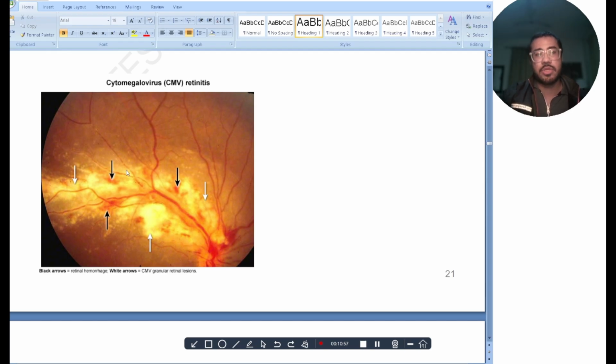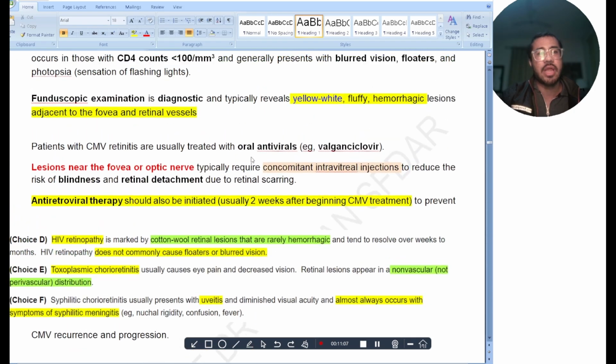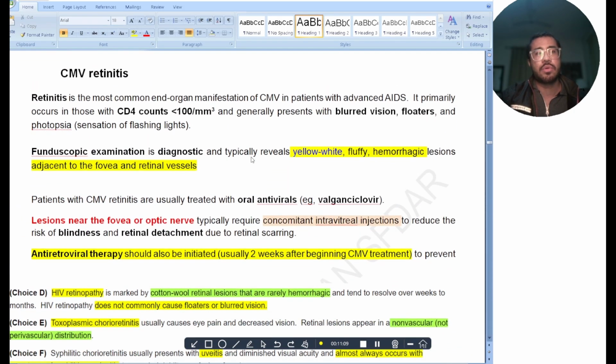Here's an image also showing that these are retinal vessels, these are the white fluffy lesions, and the black ones are pointing towards the hemorrhagic lesions. So this is CMV retinitis, the most common end organ manifestation of CMV in patients with advanced AIDS, CD4 count less than 100, generally presenting with blurred vision, floaters, and photopsia.